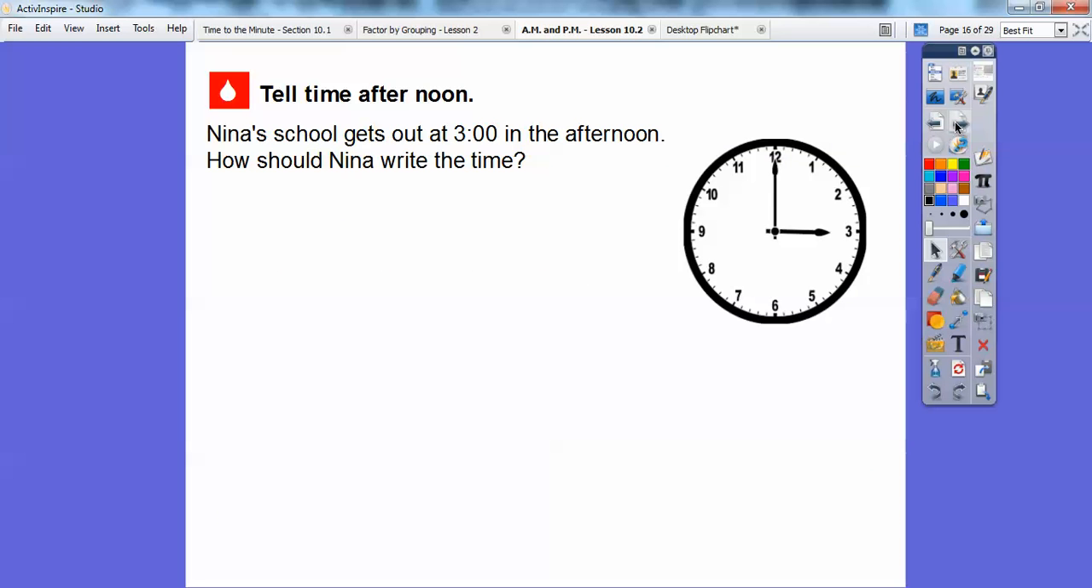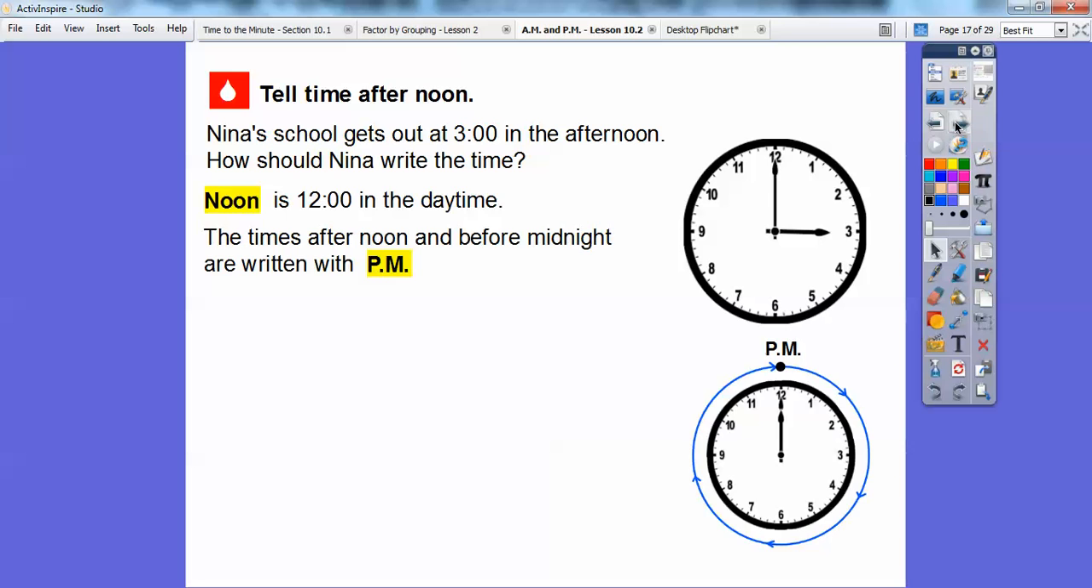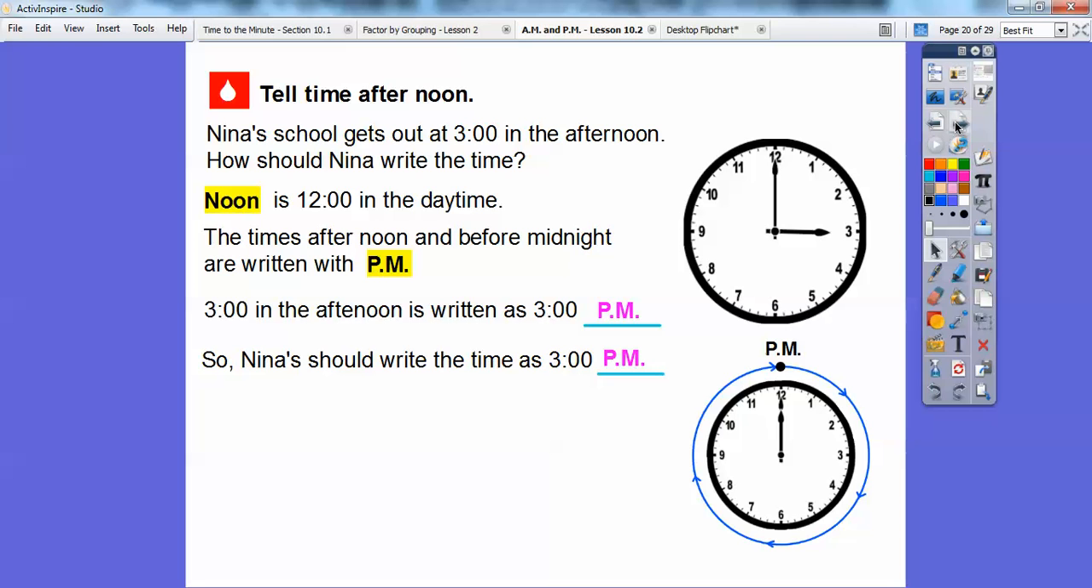So, tell time afternoon. Nina's school gets out at 3 o'clock in the afternoon. How should Nina write that time? All right, so noon is 12 o'clock in the daytime. Midnight is at nighttime. That's why it's called midnight. And so the times afternoon and before midnight are written with a PM. So 3 o'clock in the afternoon would be written as 3 o'clock PM. So Nina should write the time as 3 p.m. Okay, 3 p.m.